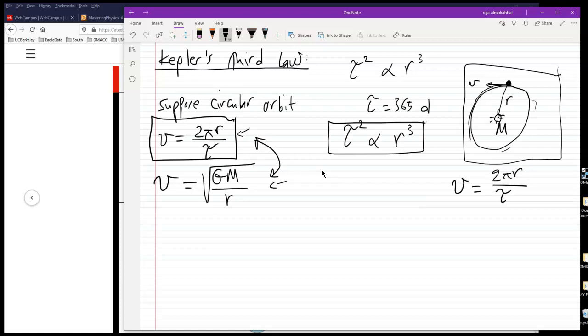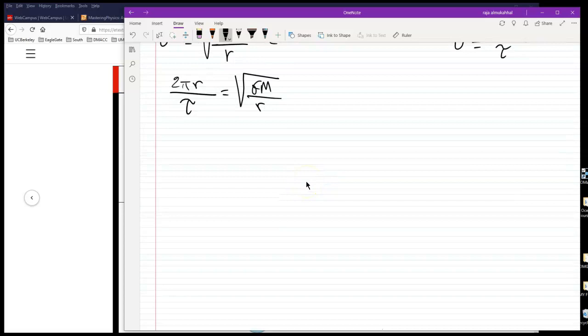I have here 2 pi r over tau equals square root of G big M over r. Well, I want to get rid of this square root, so square both sides, and we're going to get 4 pi squared r squared over tau squared equals GM over r, right? And let me solve for tau.